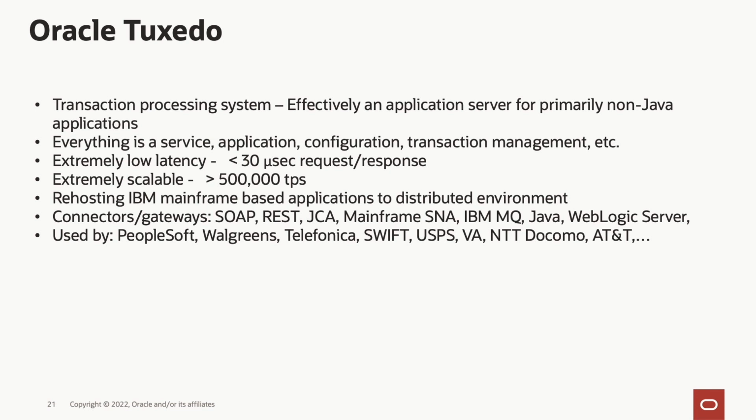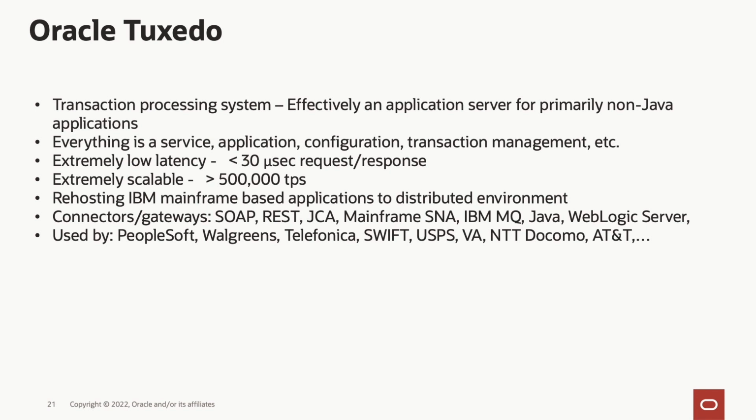Tuxedo is extremely low latency. We tested practically a decade ago transaction invocations taking under 30 microseconds for a request-response pair. It's truly very scalable. The TPC-C benchmarks, the highest ones ever recorded, were using Oracle database and Tuxedo and exceeded 500,000 transactions per second. It's used for things like rehosting mainframe applications because we have a strong correlation between things like CICS and IMS based on what Tuxedo can provide.